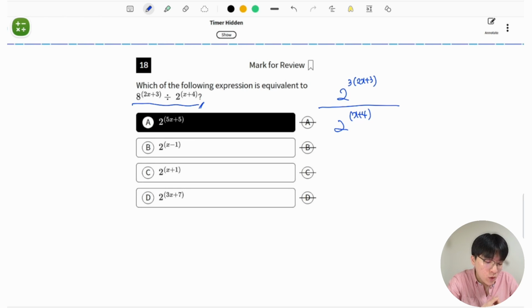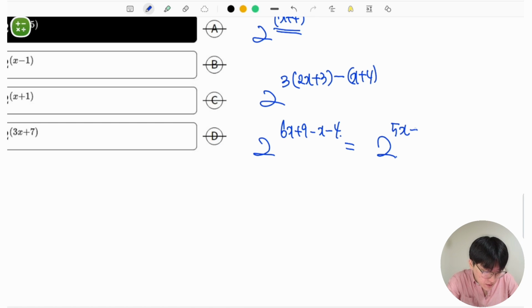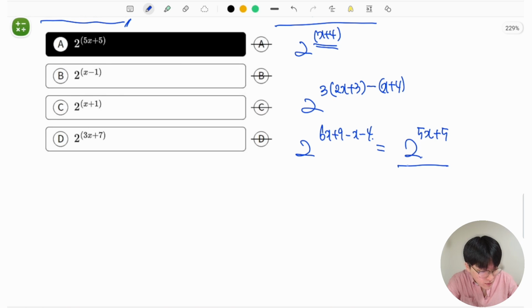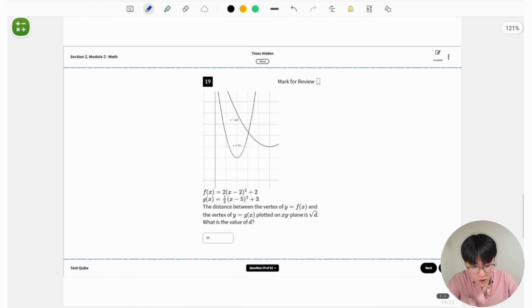Now what happens when we are dividing exponentials where the bases are the same? All you need to do is subtract the exponents from each other. Then we get 2 to the power of 3 times (2x plus 3), minus (x plus 4). Don't forget the parentheses. If we solve that, we get 2 to the power of 6x plus 9 minus x minus 4, which is equal to 2 to the 5x plus 5, and therefore our answer corresponds directly to A.